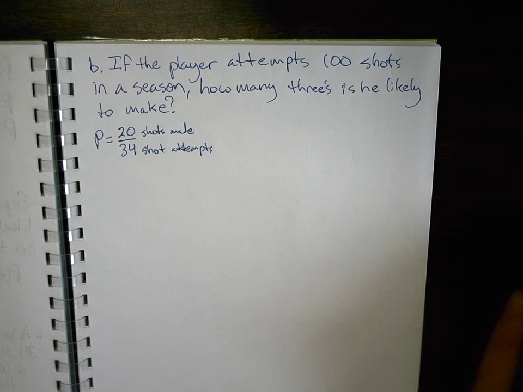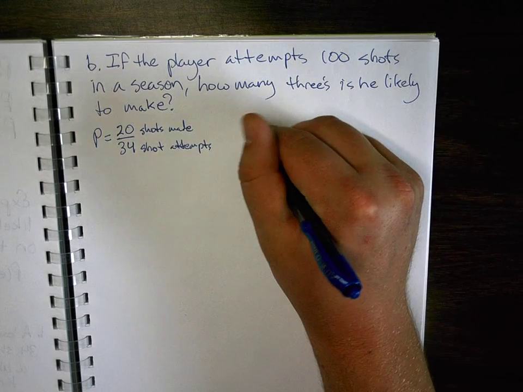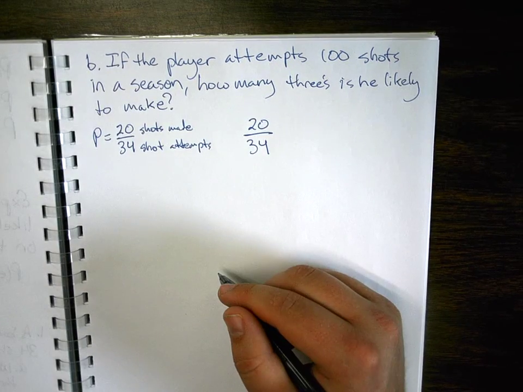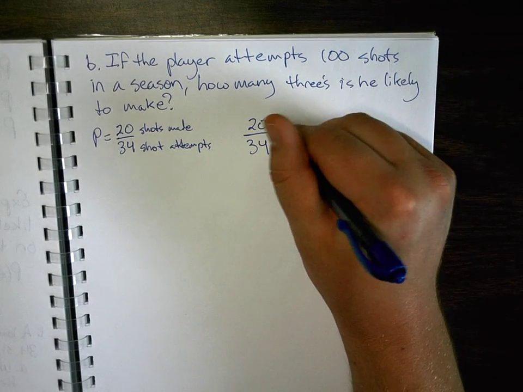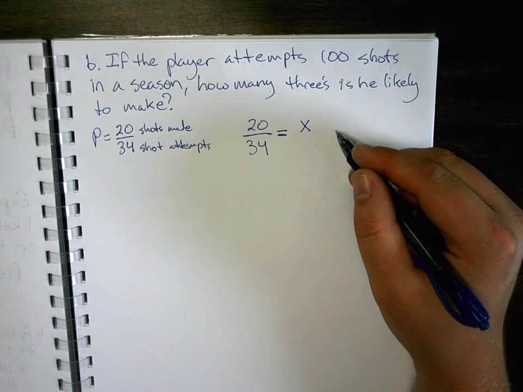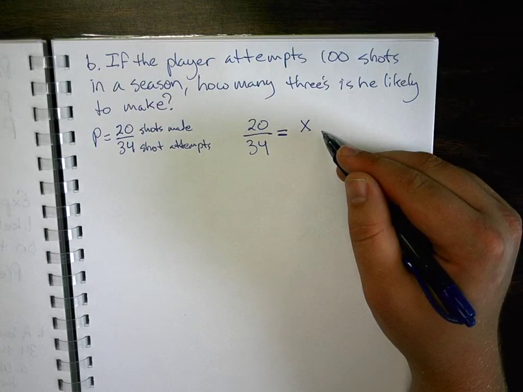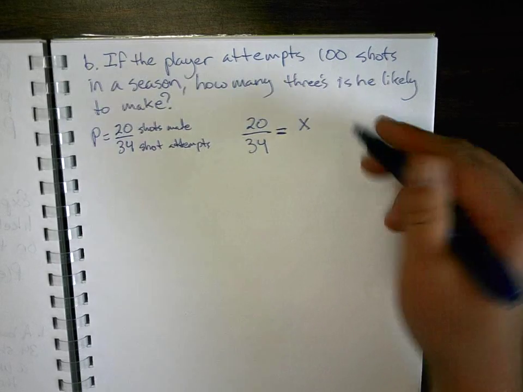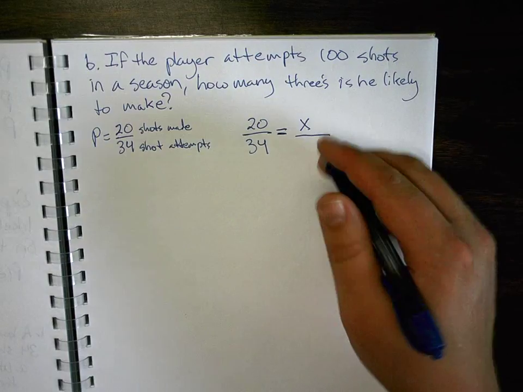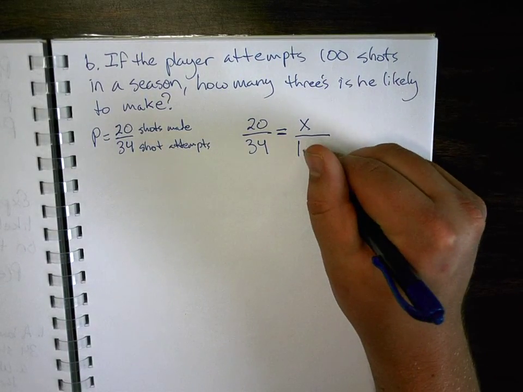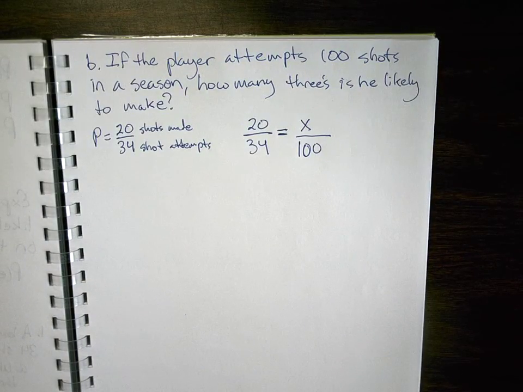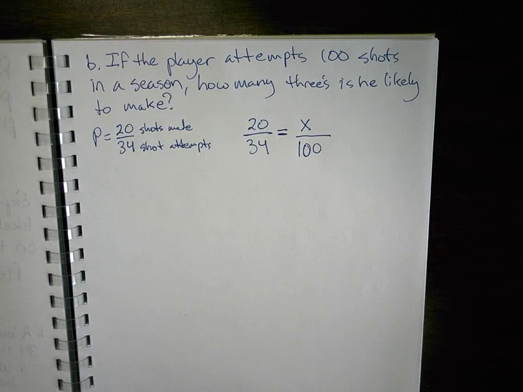So we set this up by saying, okay, our probability is 20 over 34, and then we're going to say this is equal to some value x, where x is the number of shots made, because we don't know, but we're trying to figure that out. How many shots is he going to make in the season? The number on the bottom is the number of shot attempts, which we're given, so there are 100 shot attempts in that season. All right, so now we just have to solve for x.